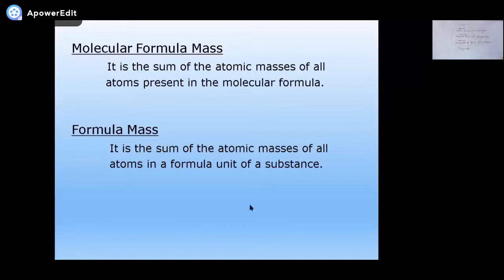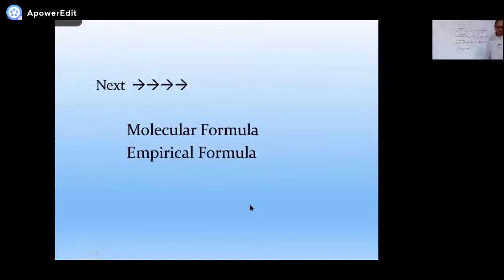Next is, again, a very simple topic. The next topic, the second half of Monday's class probably, will be the molecular formula and empirical formula.